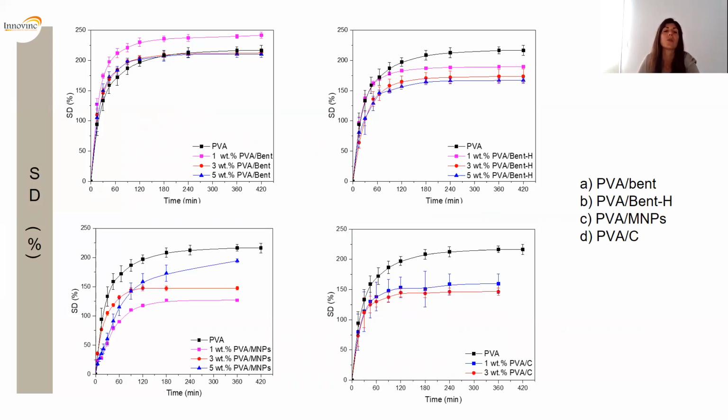Then in here we have the swelling degree measurements, and in almost all cases we can see that the neat PVA hydrogels offer higher swelling values than the composite hydrogels, and when we increase the filler contents in the composites, the swelling degree decreases. This behavior was observed in almost all samples except with the magnetic nanoparticle ones, and we think that this behavior is different in this case because we have some agglomeration of the employed filler.